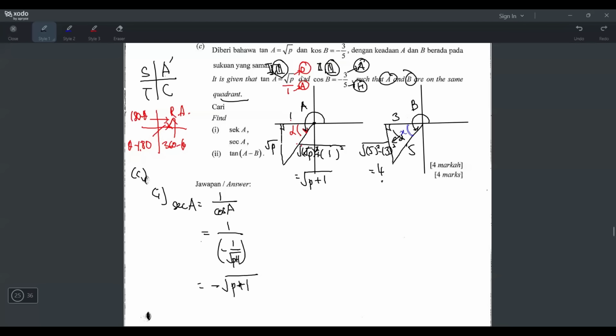Wait, let me think. Adjacent is 1 over... Adjacent is 1. Hypotenuse is square root p plus 1. And then when you flip it, you get this.